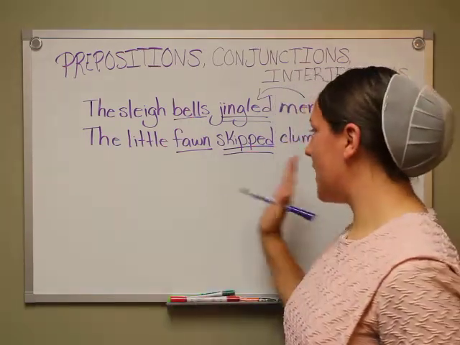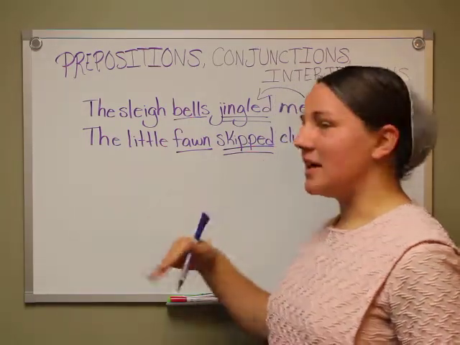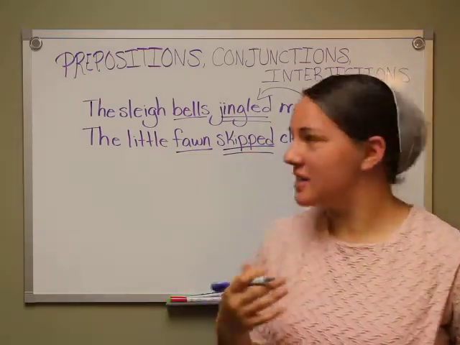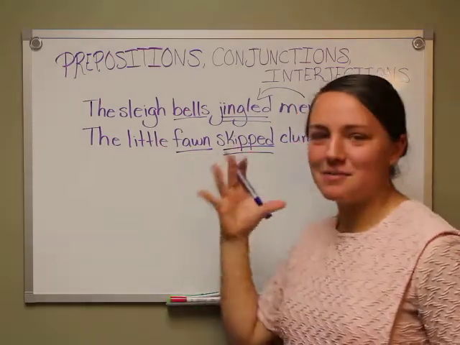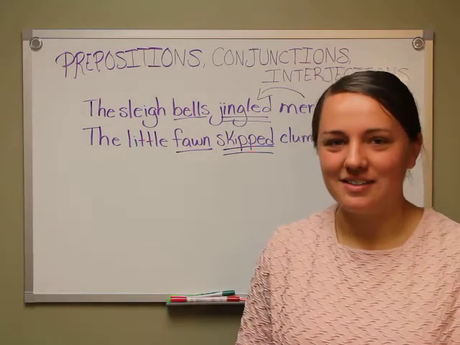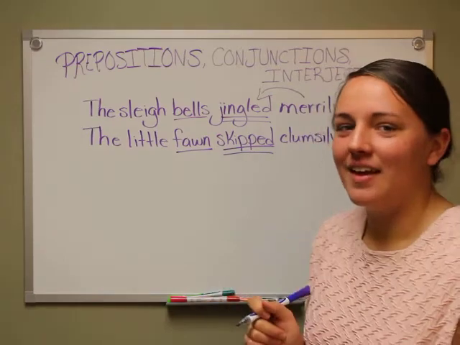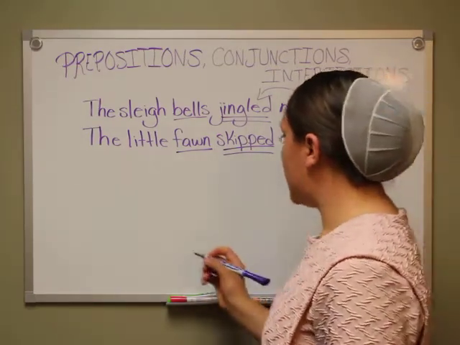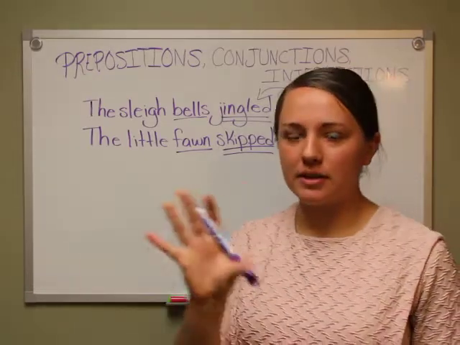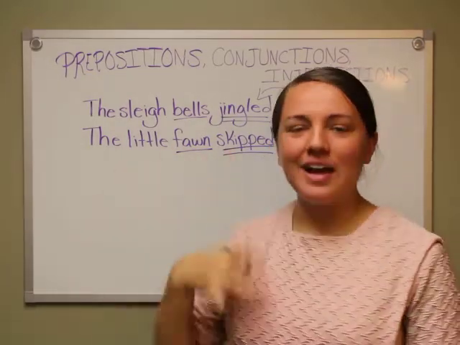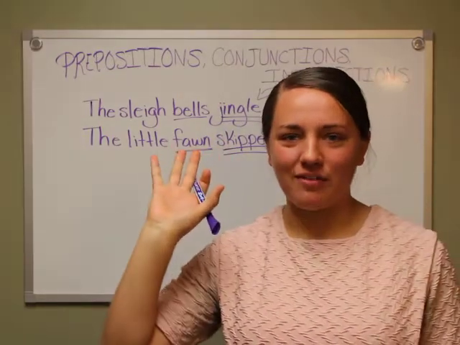So we just got done underlining skipped twice because that's our verb, and fawn is our subject. And we're ready to diagram the little fawn skipped clumsily. This is part 2 of lesson 148. You still with me? Okay. So let's go ahead and start diagramming. You start diagramming, and soon I'll put it on the board, and then you check yours with what I have on the board, okay?